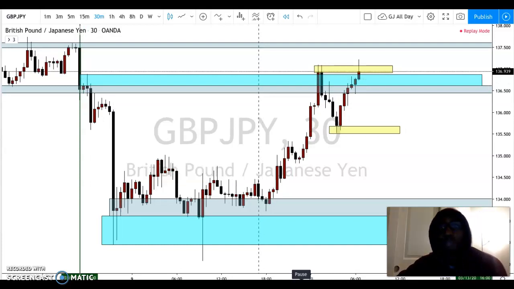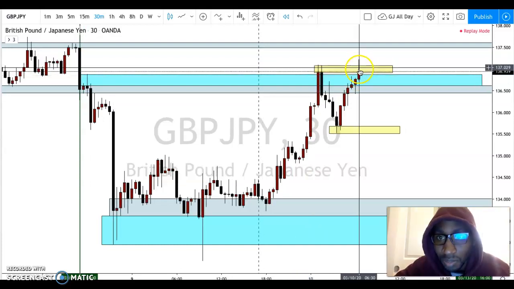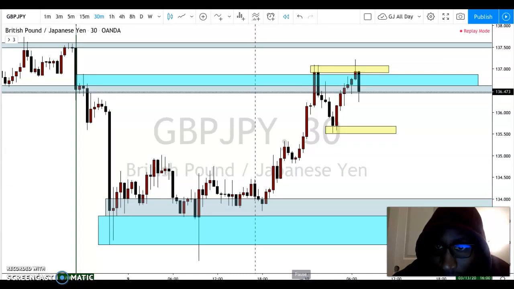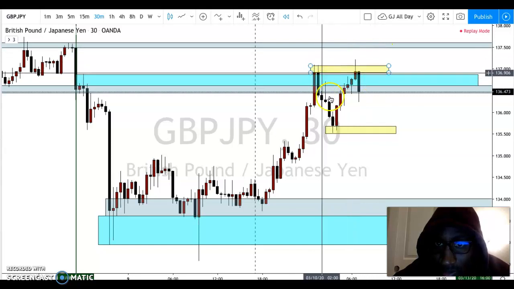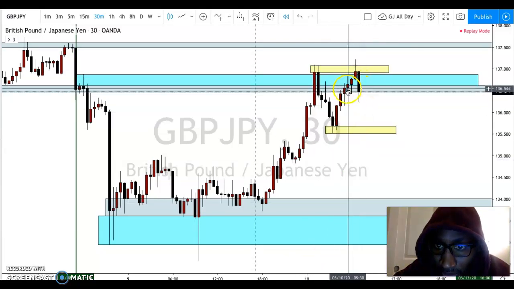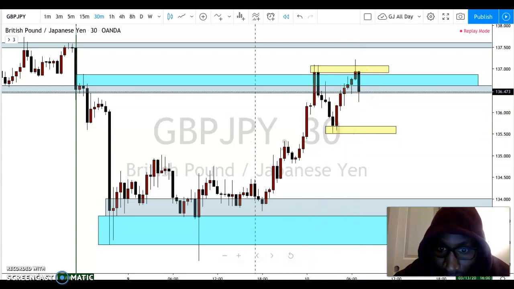Remember, discipline, patience. Okay, so right here we've got rejection, we've got kind of a pin bar. So let's see what the next candle is. Okay, so we've created resistance at this high. So good indication that we could be going down. So see what this next candle does.